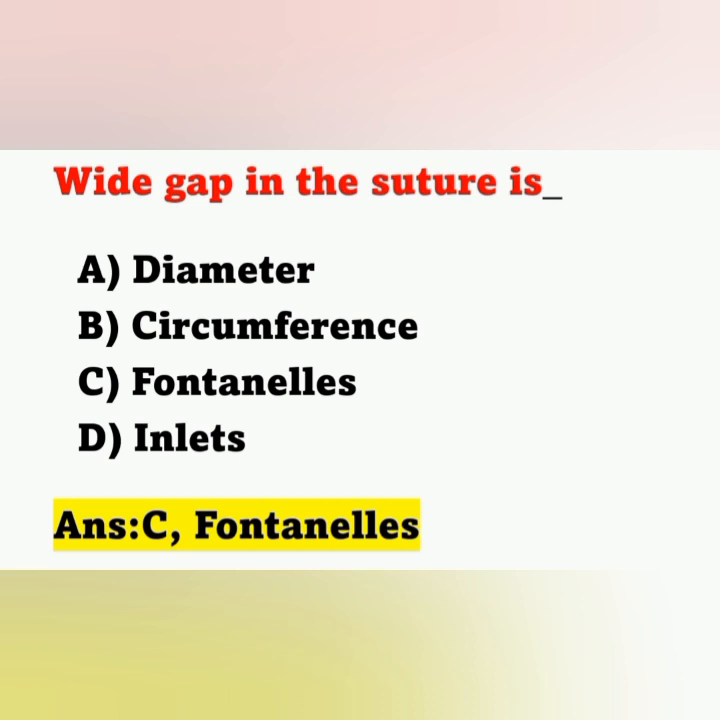Regarding fontanelles: the anterior fontanelle is also known as bregma, and the posterior fontanelle is also known as lambda. The anterior fontanelle is diamond shaped and the posterior fontanelle is triangular in shape.